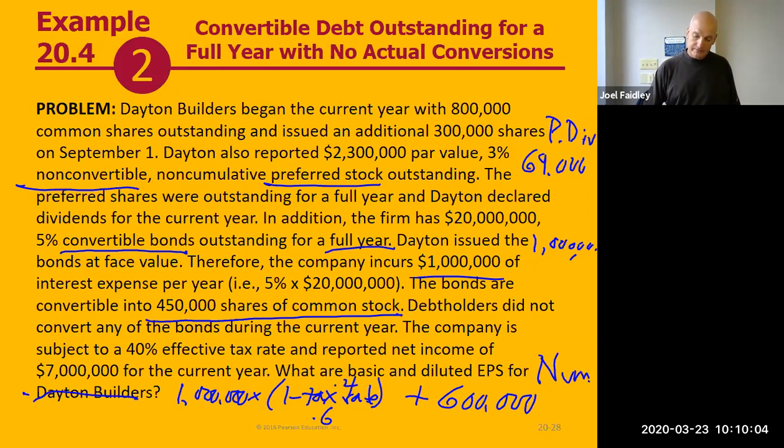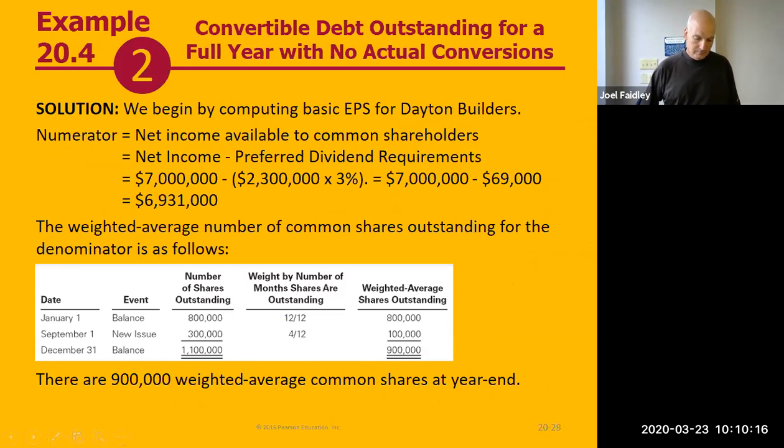Let's see what that looks like. Screen went dead on me. All right, so there's my net income, $7 million minus what? That's $69,000 we just calculated. So there's my numerator, 6,931, 7 million minus the 69. Net income minus preferred dividends divided by weighted average shares.